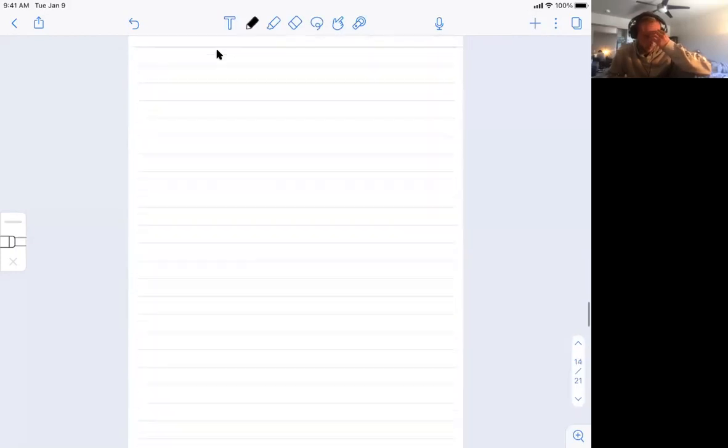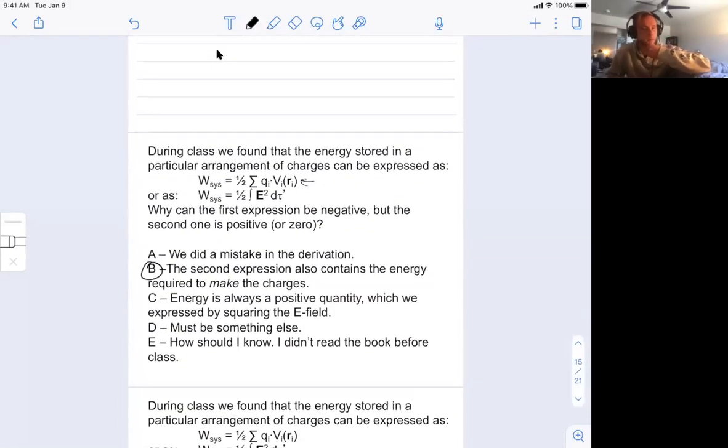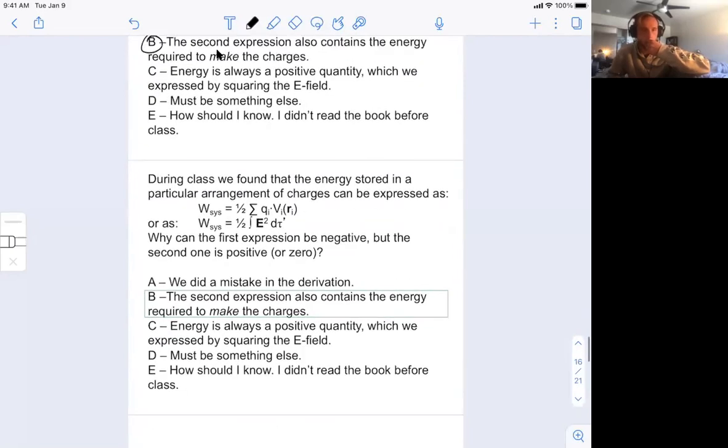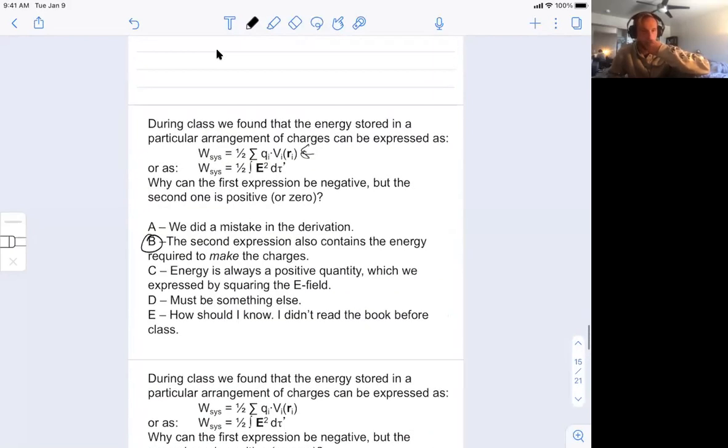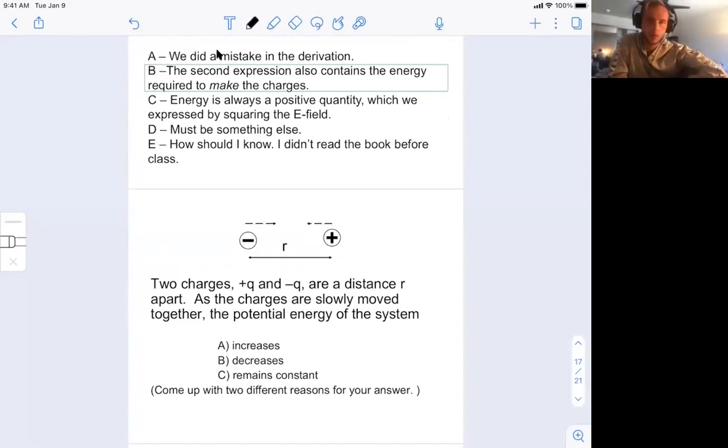So going back to this question, the answer is B, because the second expression also included the energy required to make the charges, and the first is only the energy to assemble the charges. That's why there's some difference in there. The work we have done is by introducing the idea of work. You can do positive work on it, you can do negative work on it. If you do positive work on the system, it will increase its energy. If you do negative work on it, the system will decrease its energy.